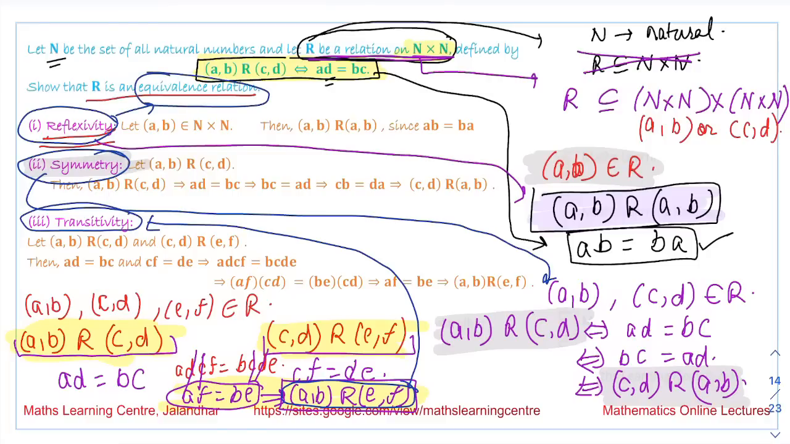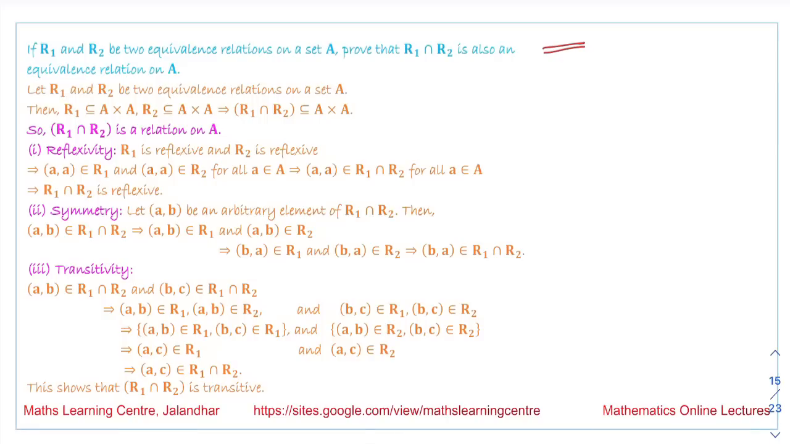Next we have: let R1 and R2 be two equivalence relations on a set A. We have to prove that R1 intersection R2 is an equivalence relation on A.